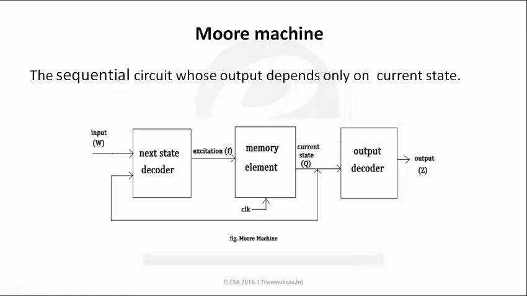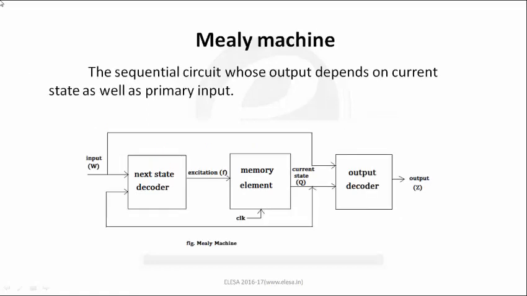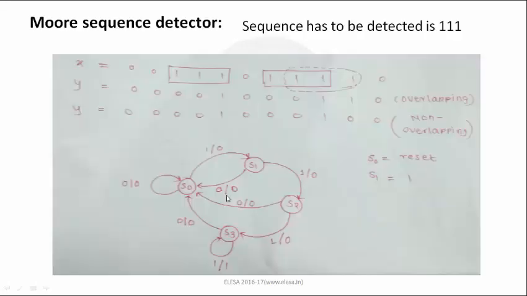Now we will consider another model, which is called the Mealy model of the circuit. Now we will see how the output is generated in the Mealy machine and how it is generated in the Moore machine. This is the difference between these two models: the output depends on two different quantities. In the Mealy circuit, the same blocks are present as in the Moore circuit. Only the output is a function of the present state as well as the primary input. So a sequential circuit whose output depends on the current state as well as the primary input is called a Mealy machine. Now let's see one example of the Mealy and Moore machine.